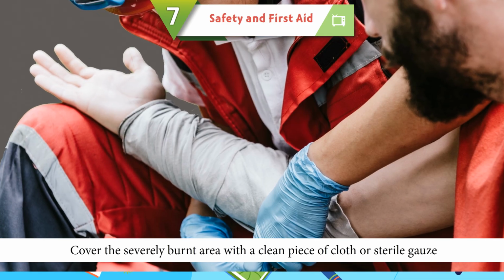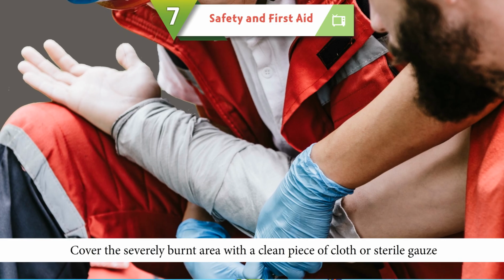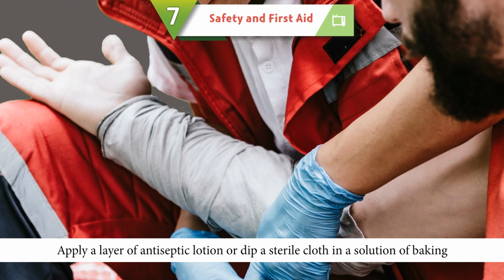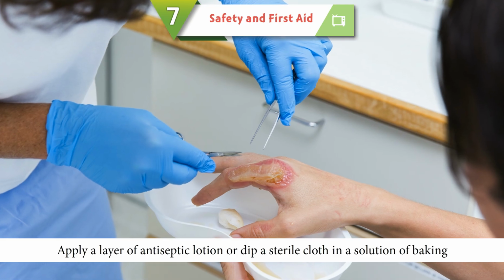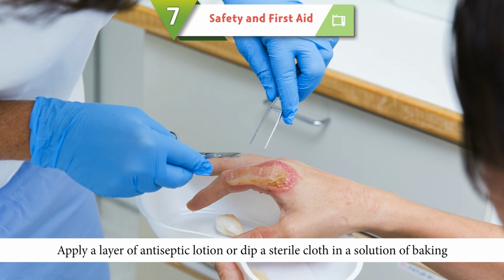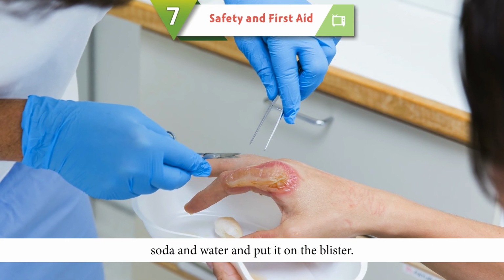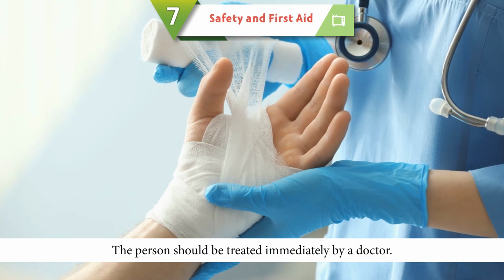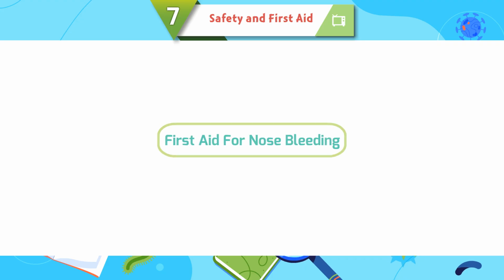Cover the severely burnt area with a clean piece of cloth or sterile gauze to protect it from germs and dust. Apply a layer of antiseptic lotion or dip a sterile cloth in a solution of baking soda and water and put it on the blister. The person should be treated immediately by a doctor.